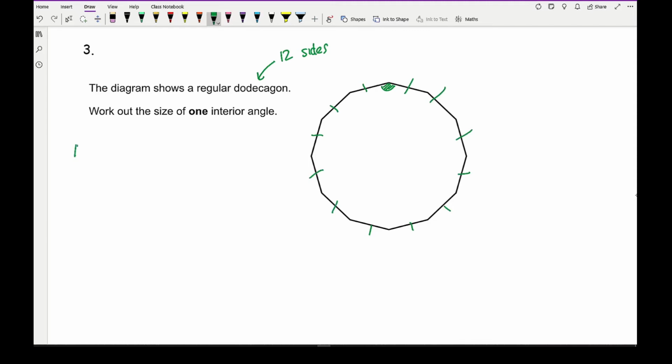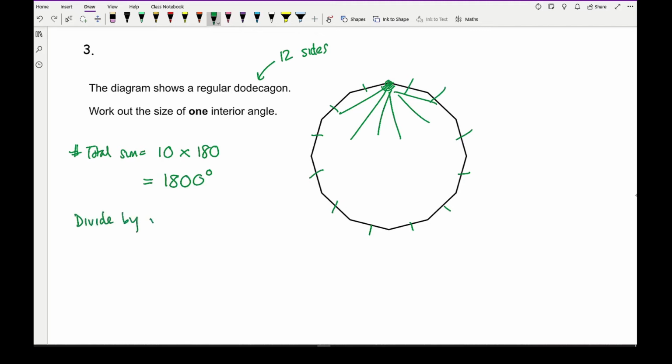So the first thing I need to do is work out what the total sum of angles is going to be. So to do that, again, I pick a point and draw my lines going forth like so, and I should work out that there are 10 triangles. So I'm going to do 10 times 180, which gives me an answer of 1800 degrees. So now what I need to do is then divide this by the number of sides, which in this case is 12. So I'm going to do 1800 divided by 12. And again, if it's non-calculator, you just have to do a bit of long division. If it's on a calculator, it's dead easy. Just simply work that out, and I work out that each angle is 150 degrees.